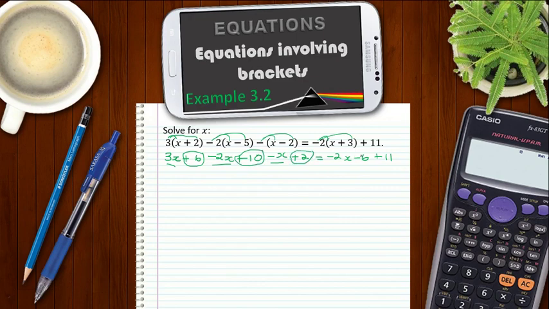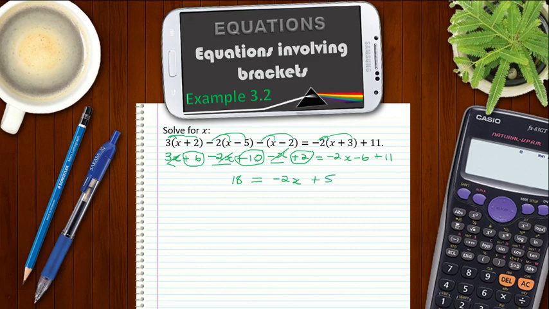And then do the same on the right hand side. So I've got 3 minus 2 gives me 1, and then minus another 1. So all of this actually adds up to 0. And then over here, I've got 6 plus 10 gives me 16, and then plus 2 is 18. So over here we've got 18, and then here we have the negative 2x minus 6 plus 11. That gives me 5. So plus 5.